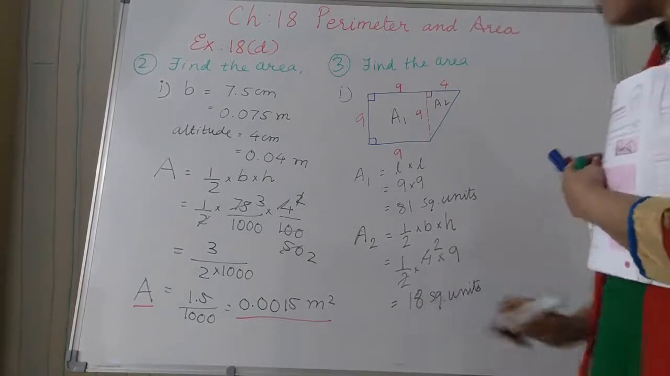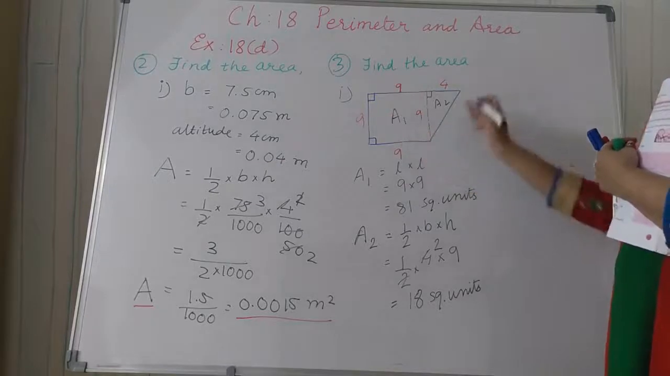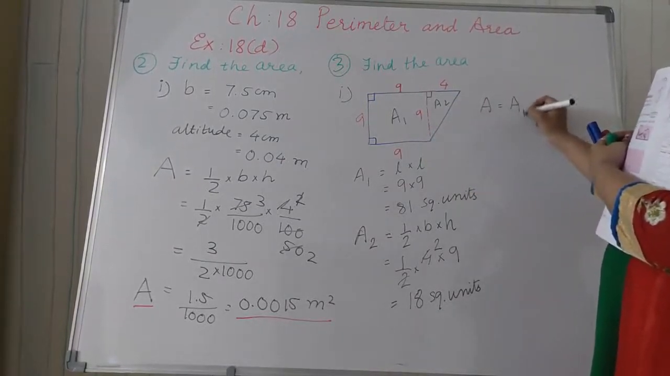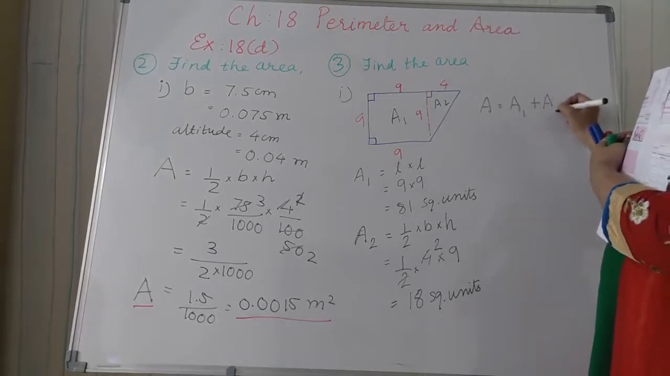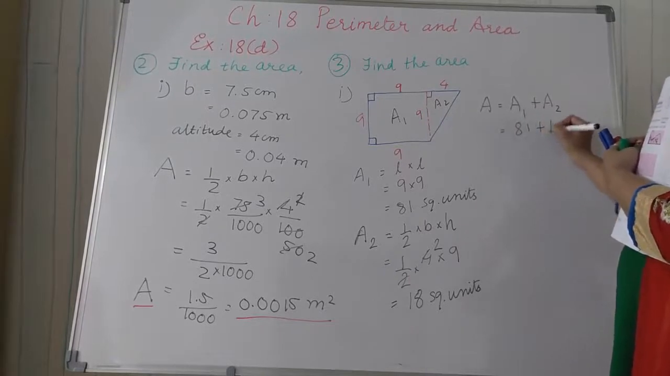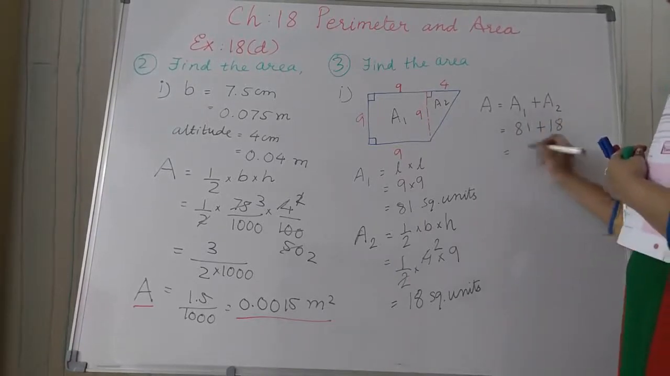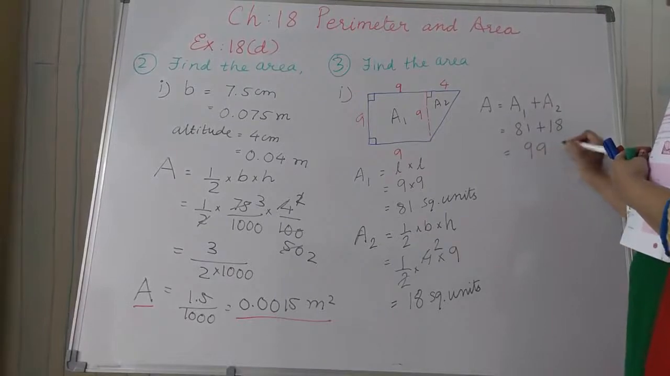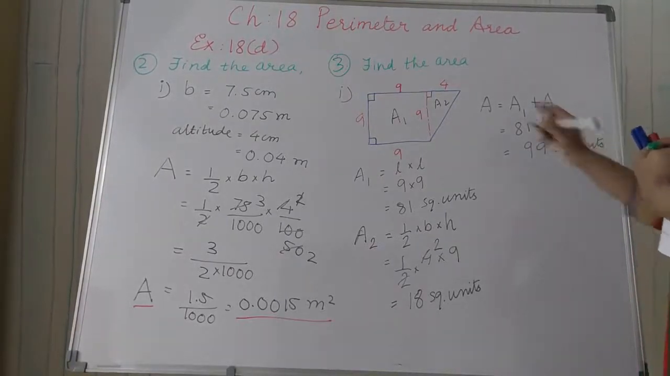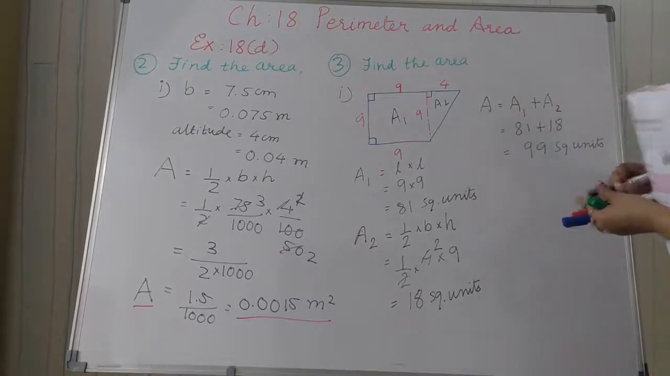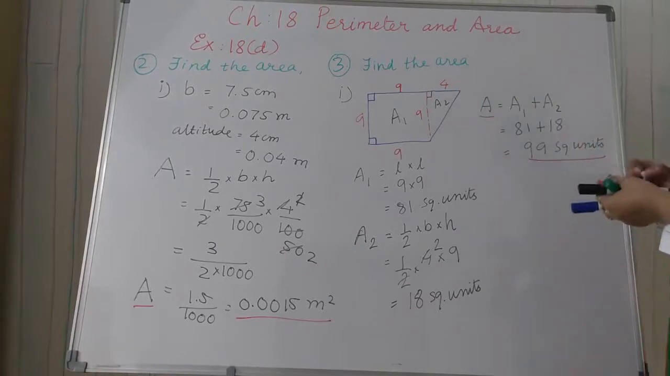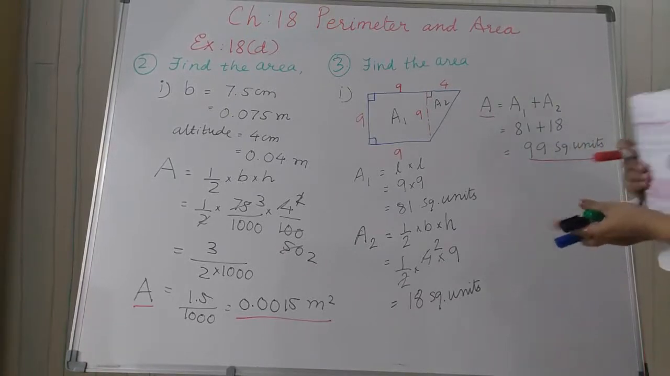Now students, our work is to get the full area of the figure. So area is equal to the A1 part plus the A2 part. By adding both the parts, we get 81 plus 18, so that is 99 square units. So this is our answer. Third question, the first answer we found here: area of the figure required, we get 99 square units.